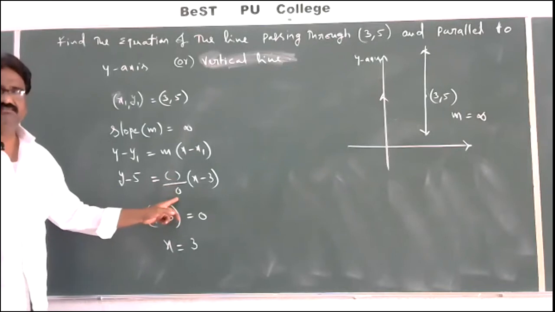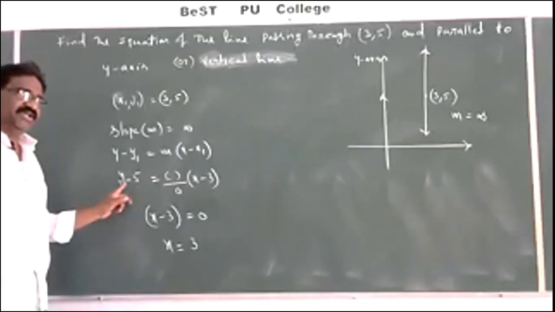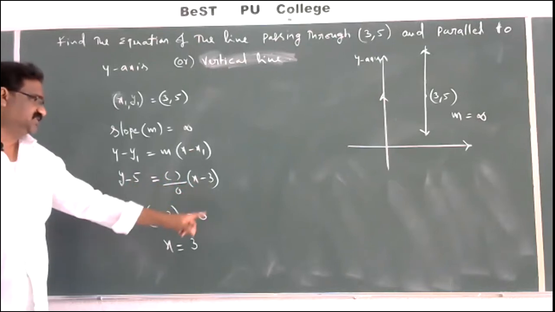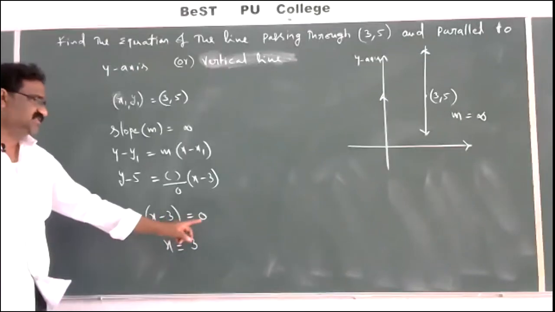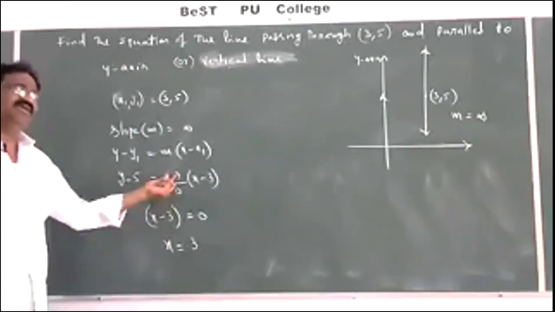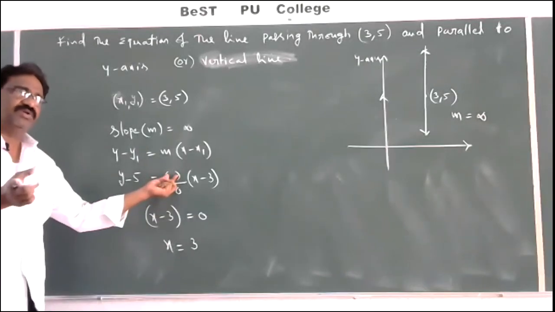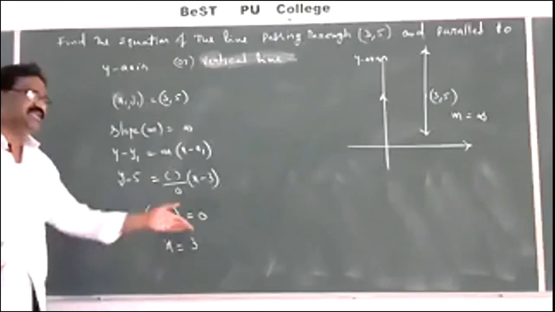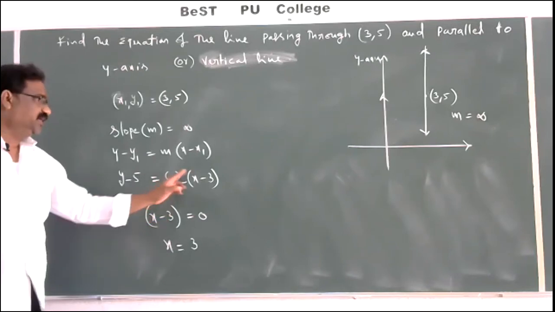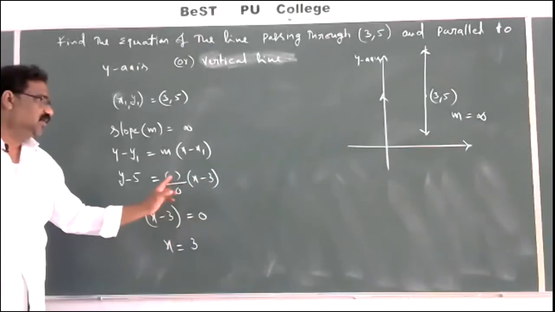Something by 0. Then cross multiplication, this is 0 here. Something into x minus 3 is equal to 0. That is, x minus 3 is equal to 0. Directly take x minus 3 is equal to 0. For example, here some 1 is there. 1 is not equal to 0. That's why x minus 3 is equal to 0. Like that, 2 is there. 2 by 0. 2 into x minus 3 is equal to 0. 2 is not equal to 0.